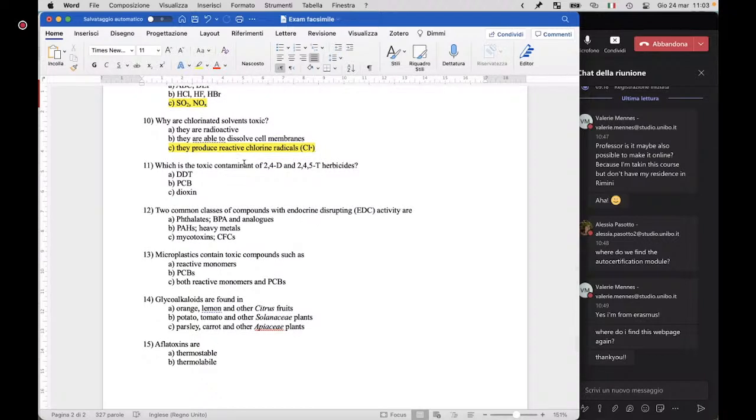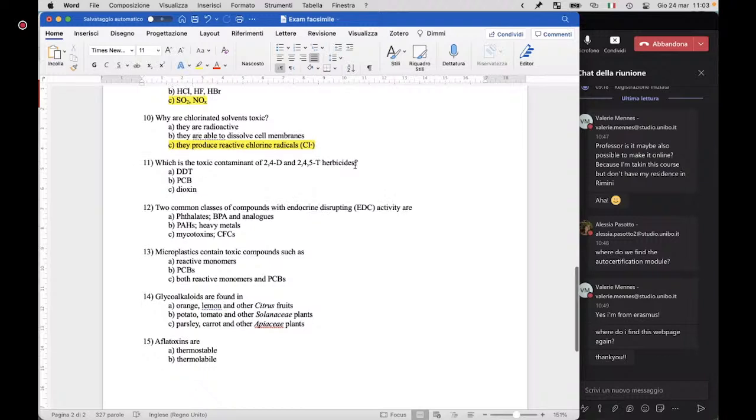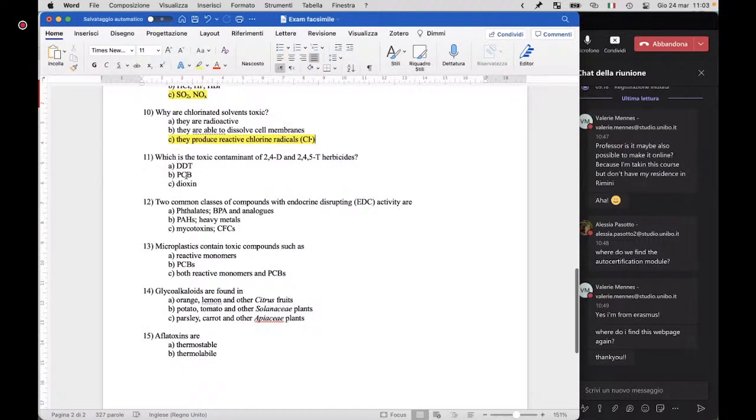Which is the toxic contaminant of 2,4-D and 2,4,5-T herbicides? DDT, PCB, and dioxin. Okay, so DDT, of course, is not a contaminant, it is an insecticide. PCB are not contaminants, they are additives added voluntarily to plastics. And in fact, the correct answer is dioxin.